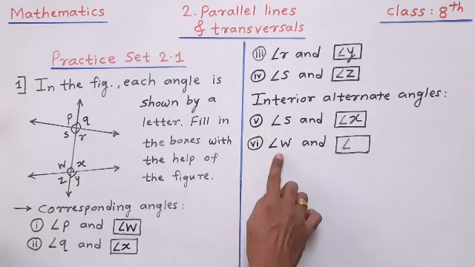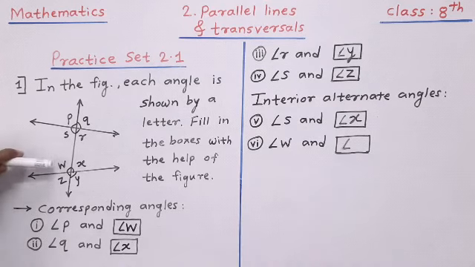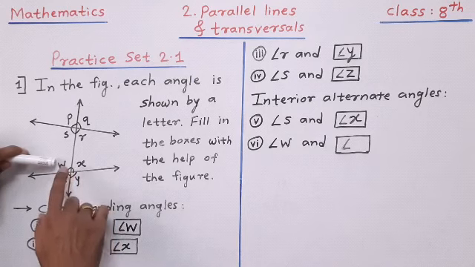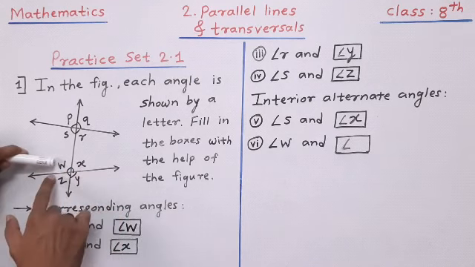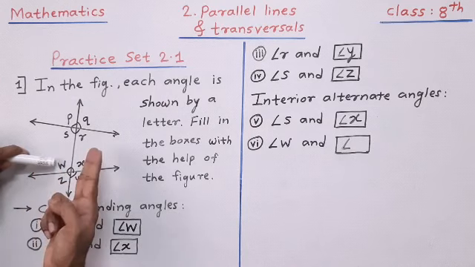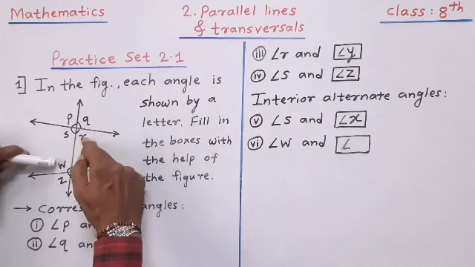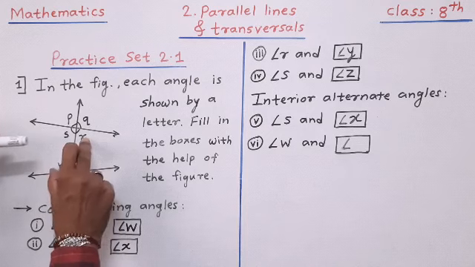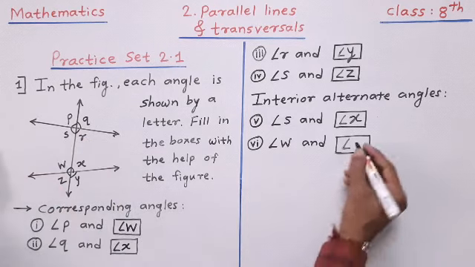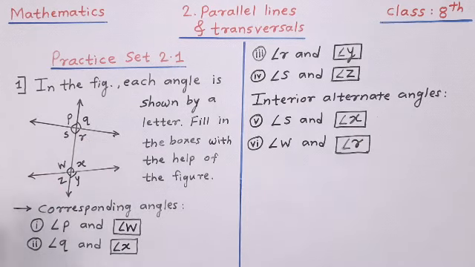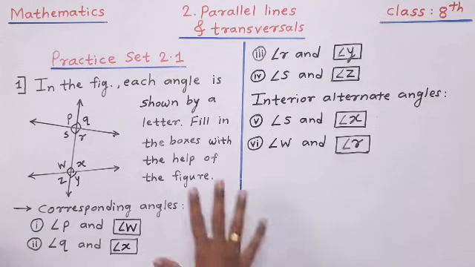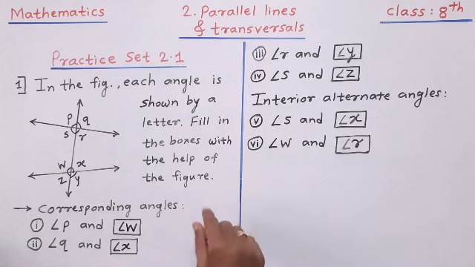Now the second pair is angle W. See angle W here. It is at this line. So its interior alternate angle will be on the other side of the transversal and at this line. So angle R. Angle W and angle R are interior alternate angles. Now let us revise this so that you can understand it in a better way.